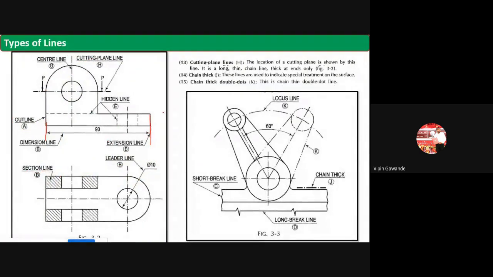Okay. So these are the different types of lines on this diagram. Then, okay, so we have already covered this one. Now this is the locus line. Locus line means what?